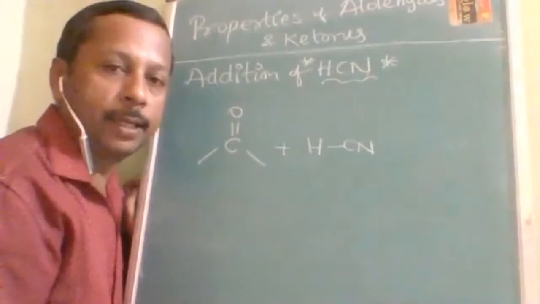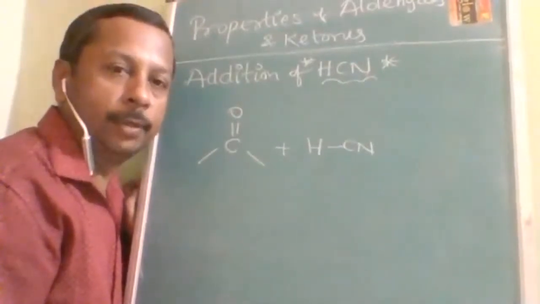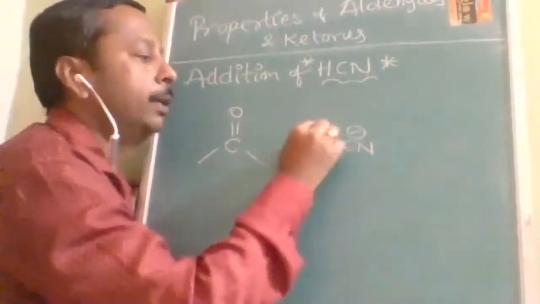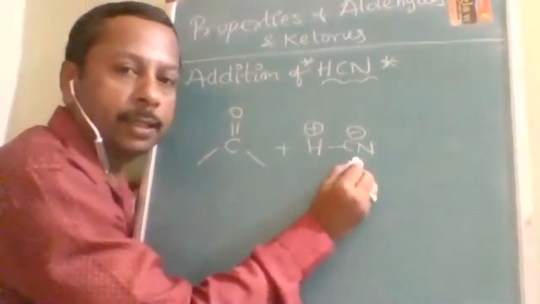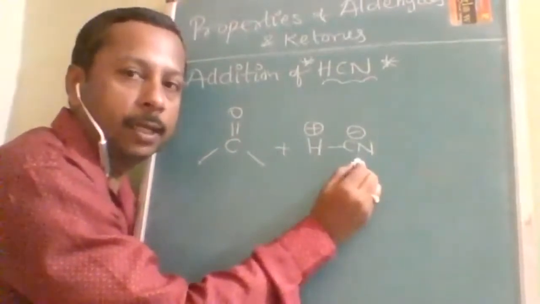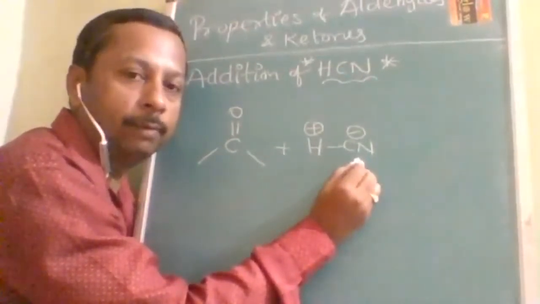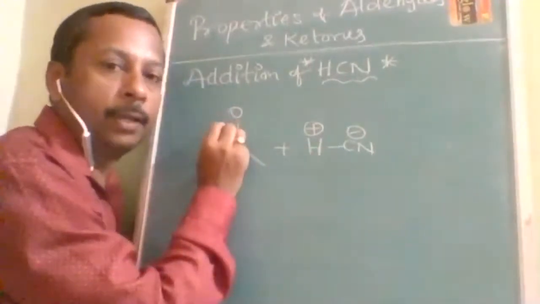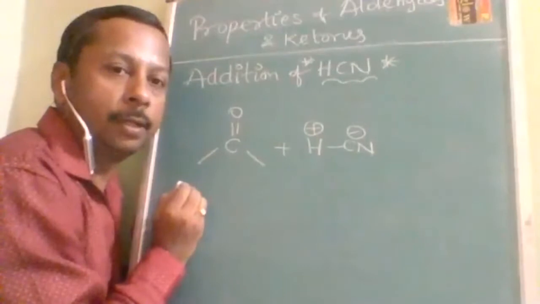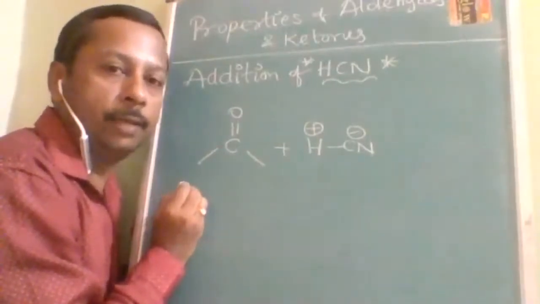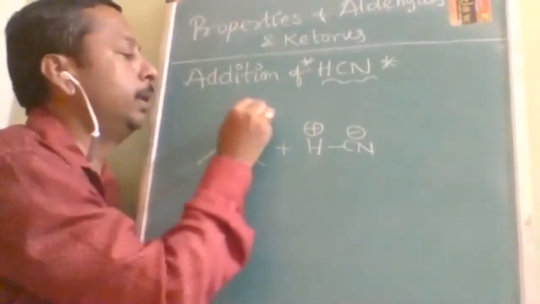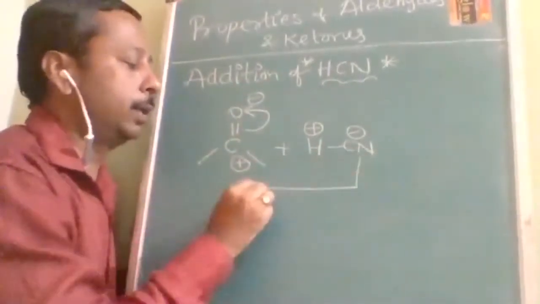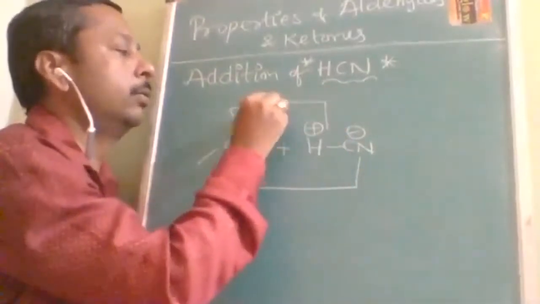If you understand my previous explanation, then it will be easy for you to understand this also. So CN will be minus, H will be positive. That means in the general explanation, whatever I wrote as Nu, here Nu is the nucleophile CN minus, and H positive is the electrophile. The pi bond will undergo heterolytic cleavage, the electron will be given to oxygen, so this will be minus, this will be plus. So CN will come and attach here, and H will attach here.